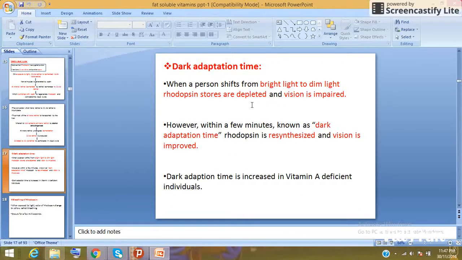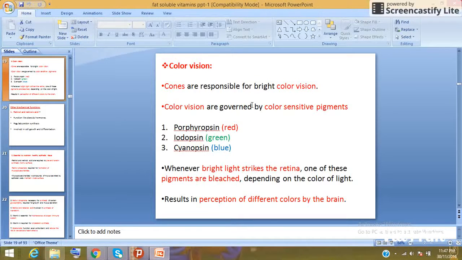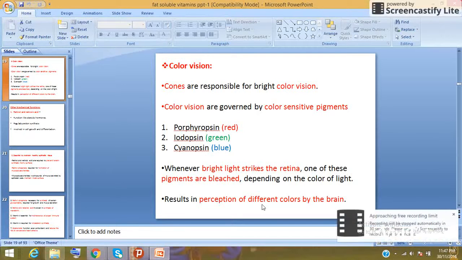Darkness is needed for the functioning of rods. Bleaching of rhodopsin: when exposed to light, the color of rhodopsin changes to yellow, which is called bleaching. It occurs in a few milliseconds. As you can see, color vision is governed by three color-sensitive pigments: porphyropsin for red, iodopsin for green, and cyanopsin for blue. Whenever bright light strikes the retina, one of these pigments is bleached depending on the color of light.